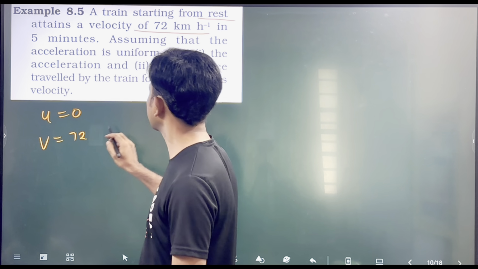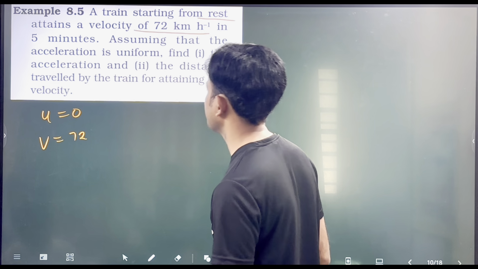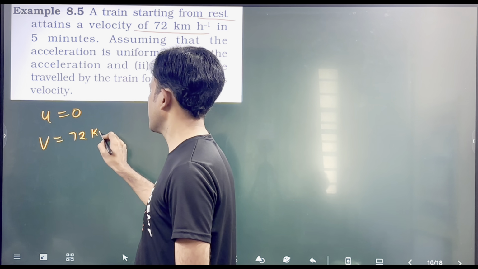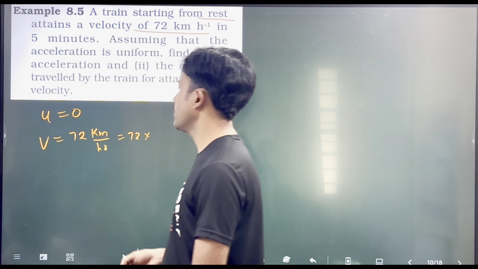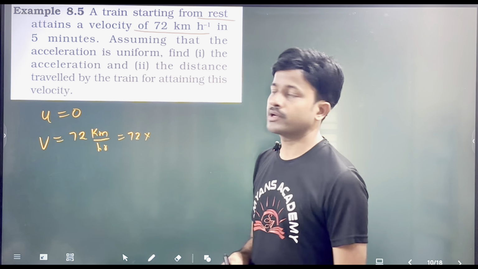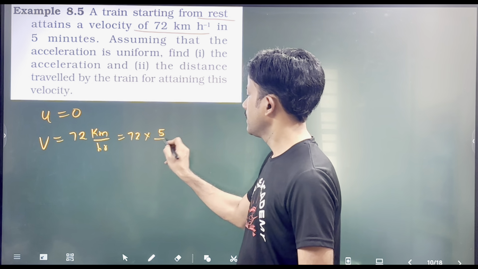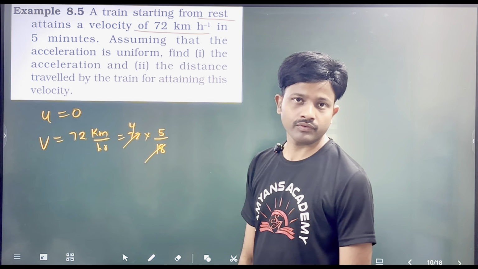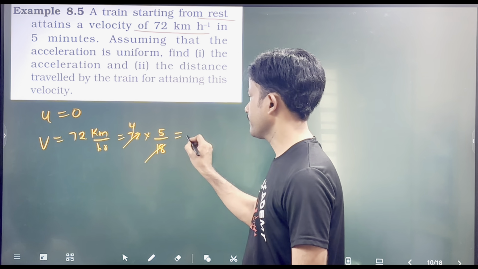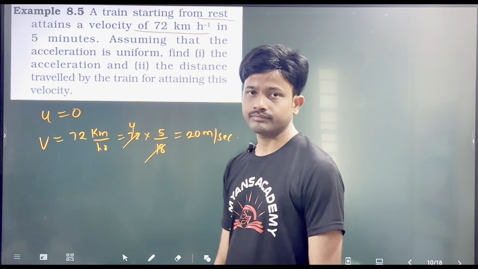So this you need to change into meter per second. What is the time value given here? 5 minutes. Then everything you change into meter per second. To change kilometer per hour, you have to multiply 72 with 5 by 18. 18 how many times in 72? 4 times. 4 into 5 is how much? 20. So velocity value is 20 meter per second, right?